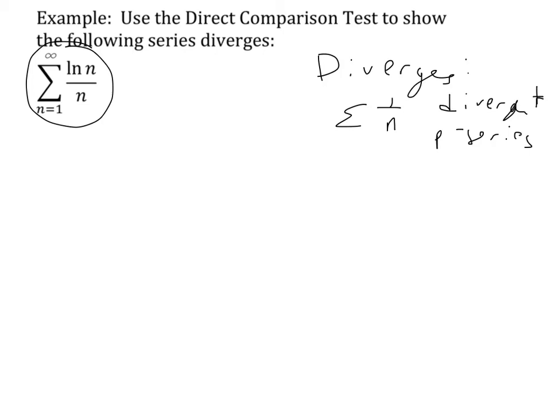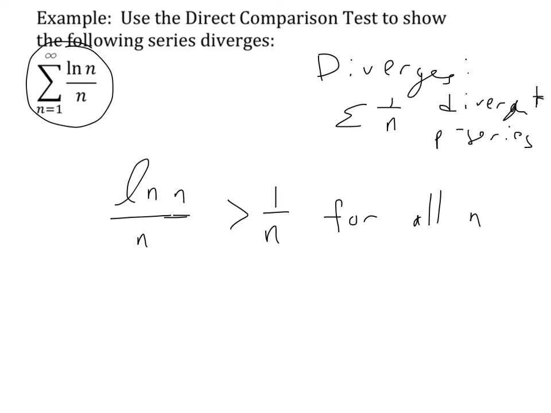And the idea here is we can say conclusively that the natural log of n over n is greater than 1 over n for all n greater than or equal to, I suppose it's actually not 1 that we have to say.